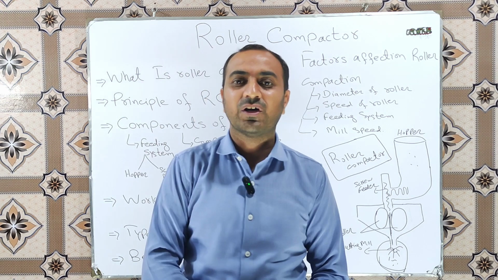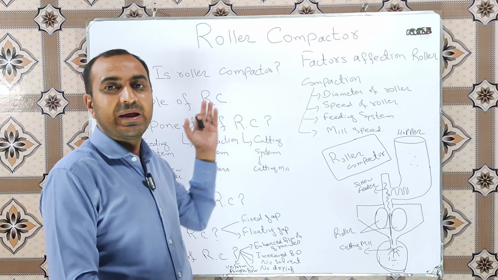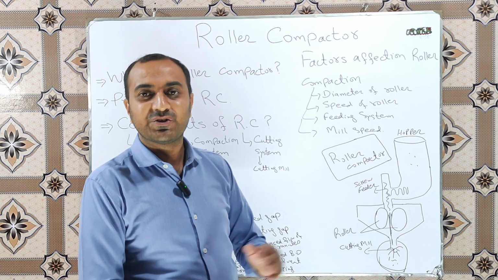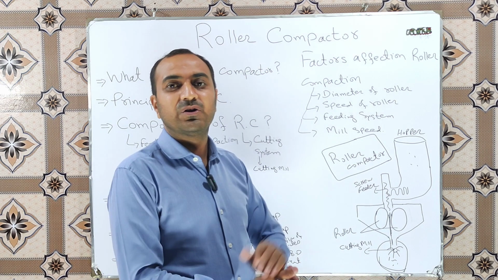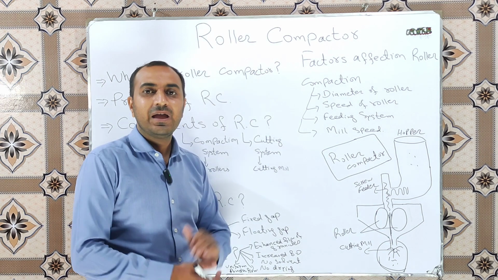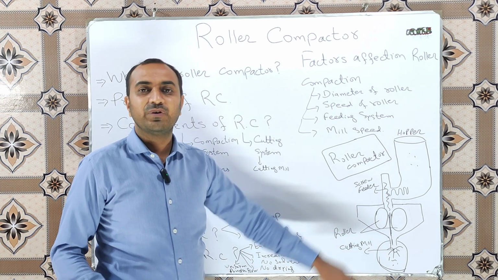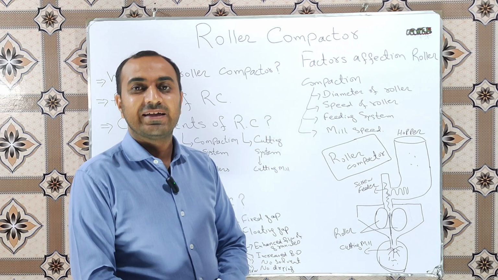So next one is the working principle of roller compactor. Roller compactor works on the principle of application of pressure by two counter rotating wheels. Meaning, pressure is applied by two rollers which move in an opposite direction.